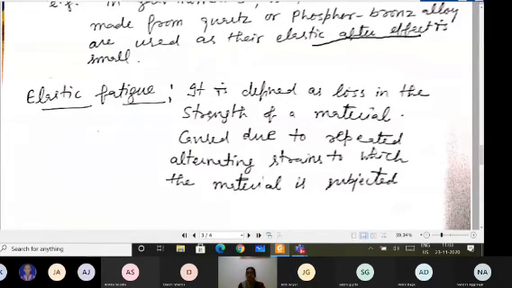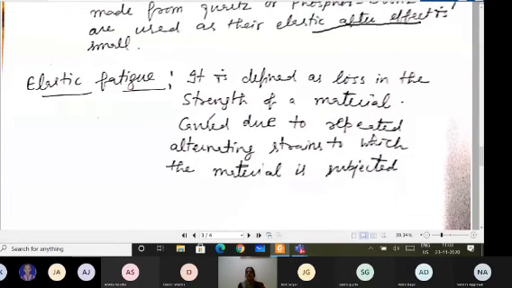Like you people also get tired. So in general day-to-day life, you can compare this term fatigue with the tiredness. So when that is getting tired, means then it will stop working, or it will not go further, it will simply break.